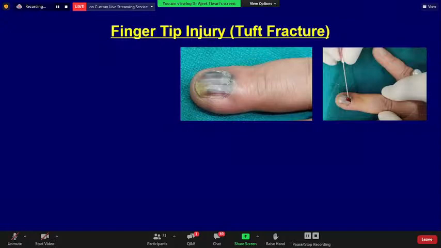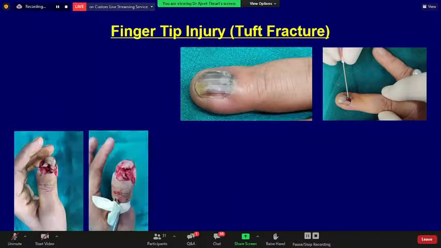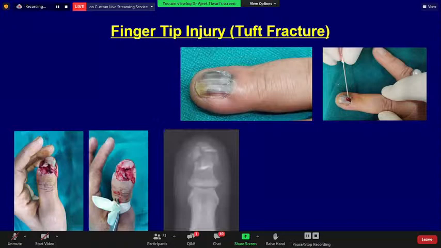And in adult cases, you can take out the nail plate and repair the nail bed. But in pediatric cases, I will not recommend this, because once the nail plate is there, the nail bed will heal properly. Sometimes you can get a fingertip injury or thumb injury where the patient has a fracture of the distal phalanx. This is called the tuft fracture, as well as the nail bed injury. In that scenario, there is no need of fixing this fracture, because they are very small fractures.